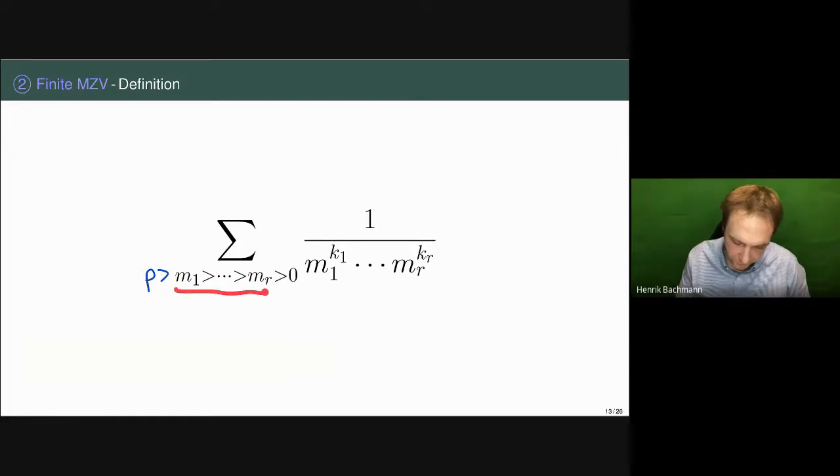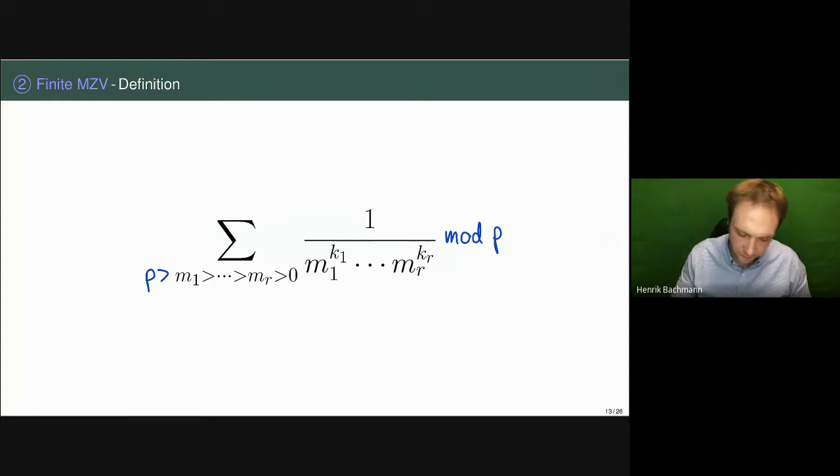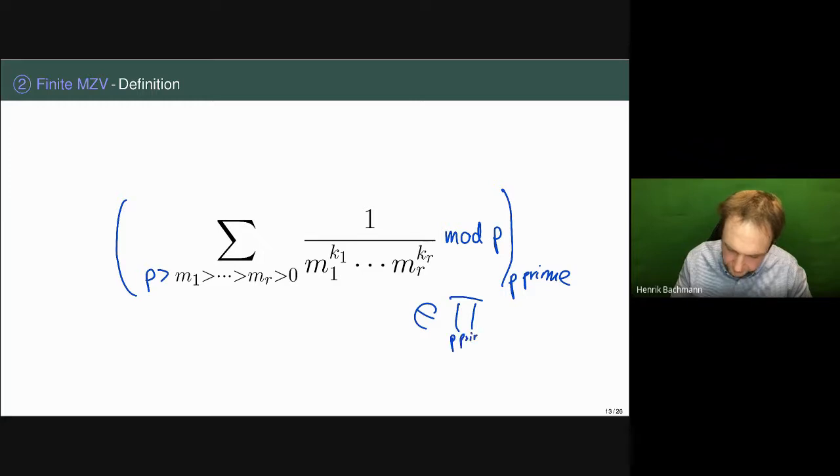Then if all these m's are smaller than p, I can consider the sum modulo p, because all of these m's are invertible modulo p. And which p should I take? Well, we just take all of them. So I take the tuple over all primes. Where does this now live? It lives in the infinite product over all primes, where each entry lives in Z modulo pZ.